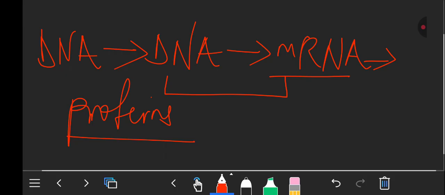So we need to understand that at each and every stage of replication, transcription, and also translation, there has to be regulation. So this regulation can be carried out during replication, it can be carried out during transcription, or rather during translation. So that is very important for us to appreciate.